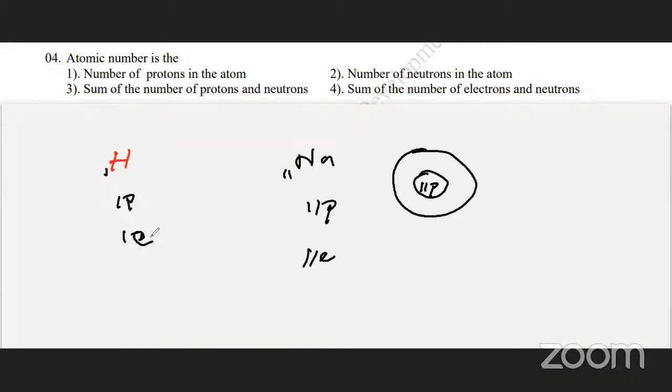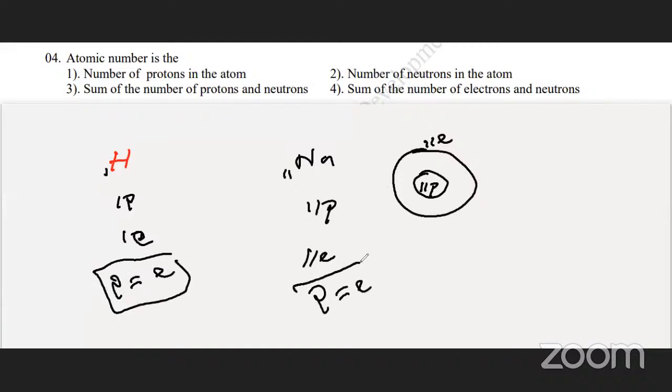If you take a neutral atom, it has an equal number of protons and electrons. Therefore, an atom is electrically neutral, because protons and electrons are equal. If they are different, then it will be charged. Now the answer for question number 4: atomic number is the number of protons inside the nucleus of an atom.